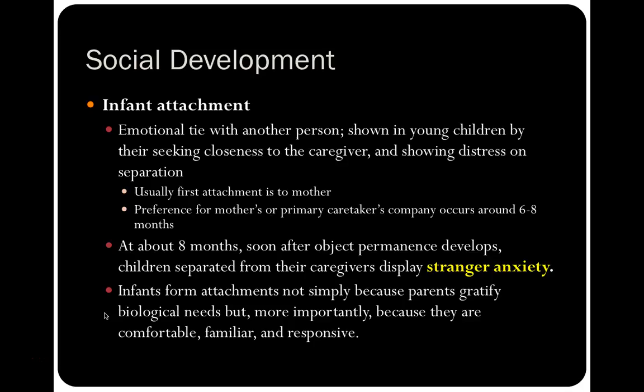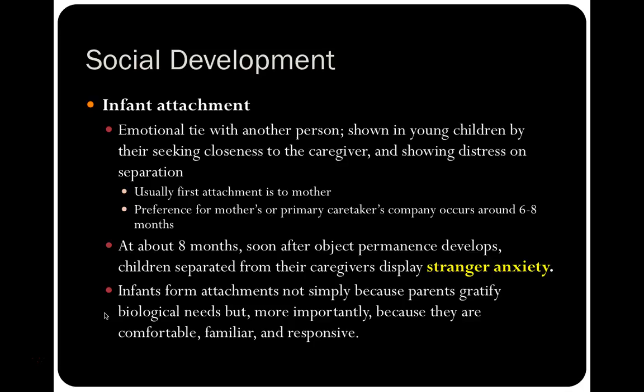Now, usually the first attachment is to the mother. In some cases, the primary caregiver is not the mother, and that would be the object of attachment. So preference for the mother's or the primary caretaker's company occurs at around 6 to 8 months of age. And remember, that's right around the time a child has developed object permanence, to use Piaget's term.